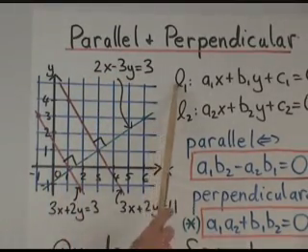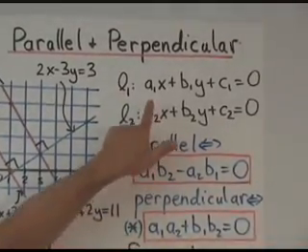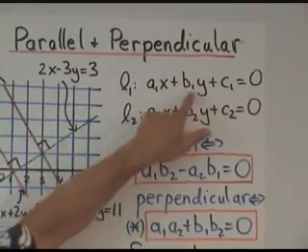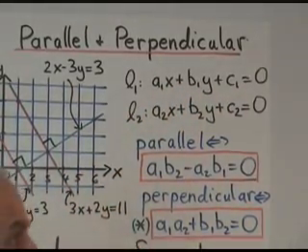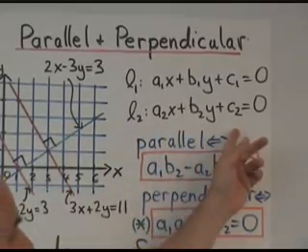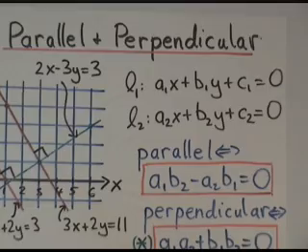Now let's look at the general case. Suppose we have two lines in general form. So a1x plus b1y plus c1 equals 0. a1, b1, and c1 are just three numbers. And similarly for L2. What does it mean for those two lines to be parallel?